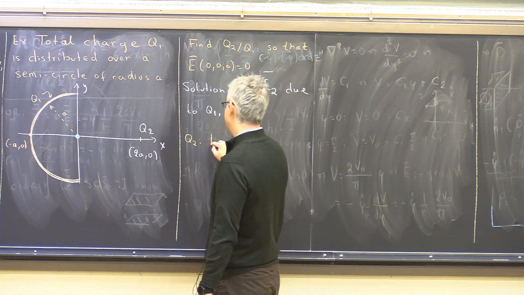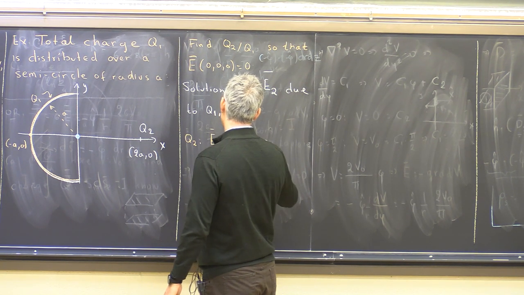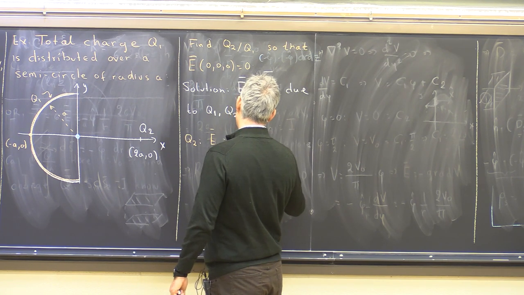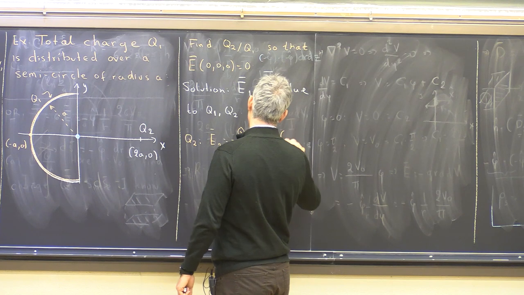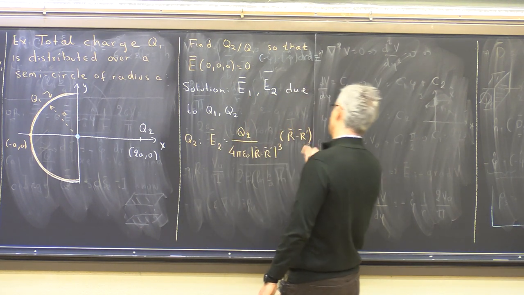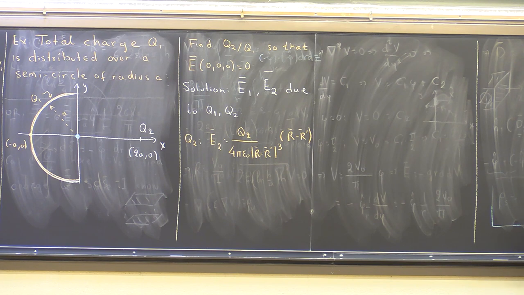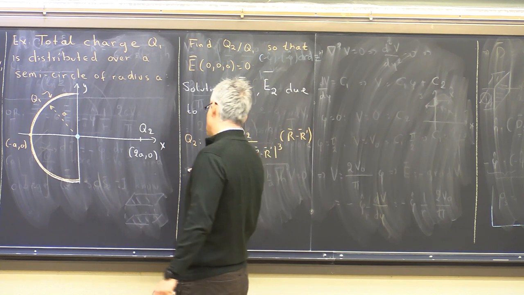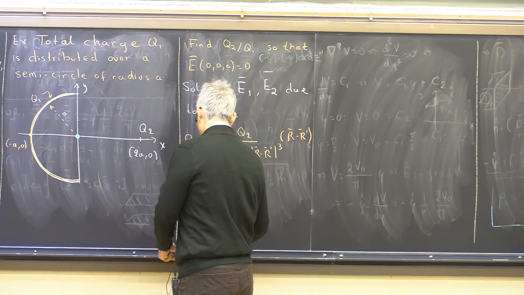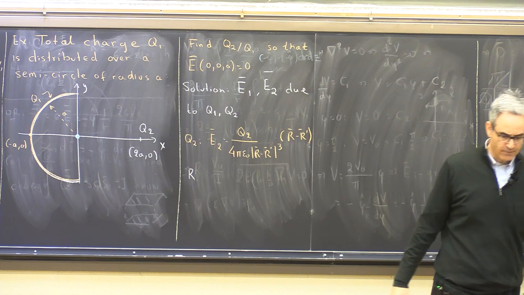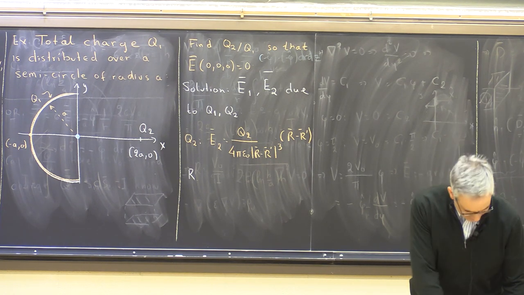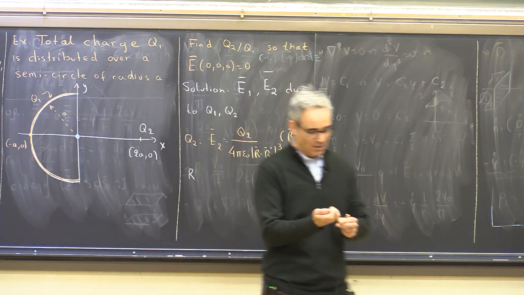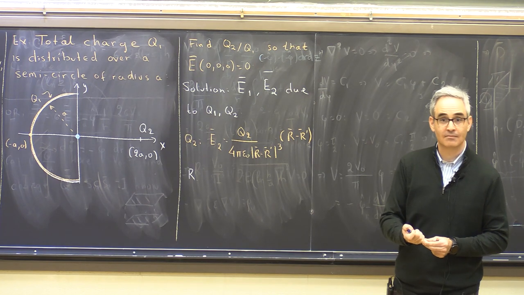The electric field that Q2 generates at the origin will be Q2 over 4 pi epsilon naught, times r minus r prime over the cube of the magnitude of r minus r prime, times r minus r prime. This is the general Coulomb law formula. Q2 here is the unknown charge. R is the position vector of the observation point. So the position vector of the observation point is simply which one? How much is it? The observation point now is at the origin. So it is zero.